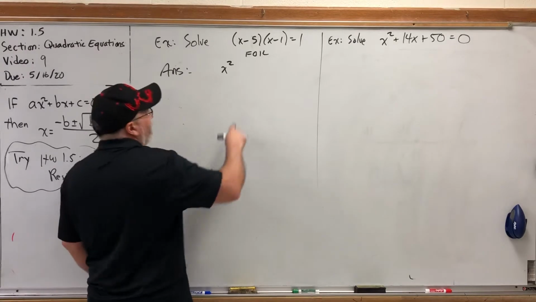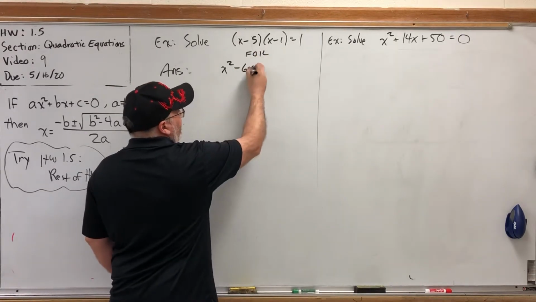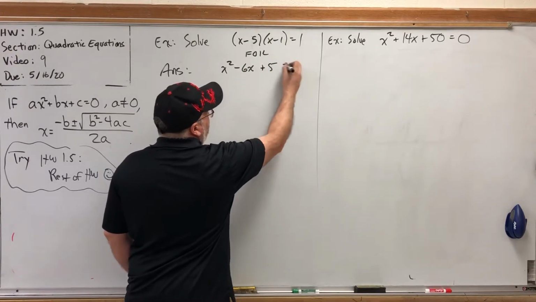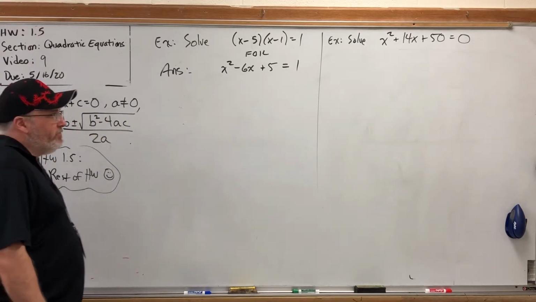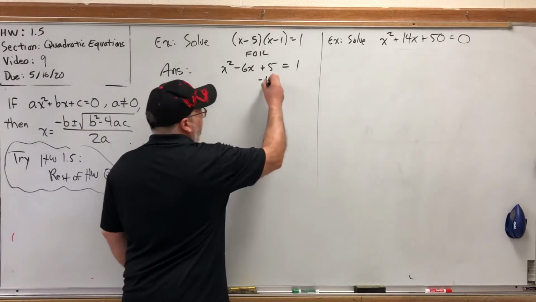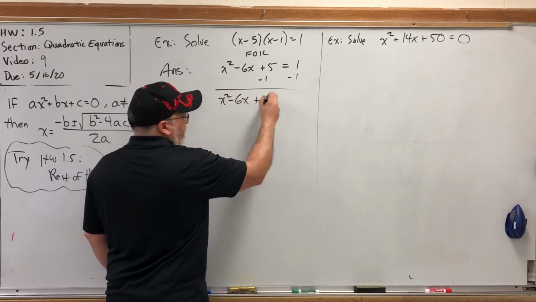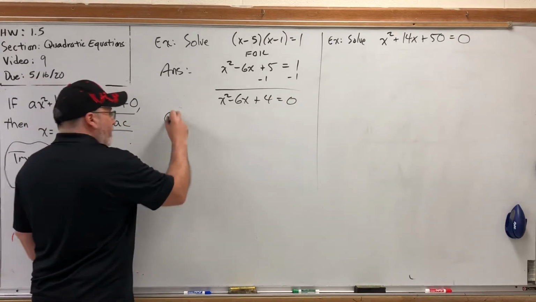But continuing, you would get negative 5x and negative 1x, which is negative 6x, and then negative 5 times negative 1 is positive 5 is equal to 1. And if we're going to use the quadratic formula, we need this equal to 0, which means we should subtract 1 from both sides. X squared minus 6x plus 4 is equal to 0. And at this point, we can get out the quadratic formula.